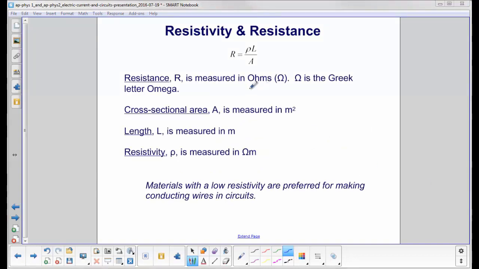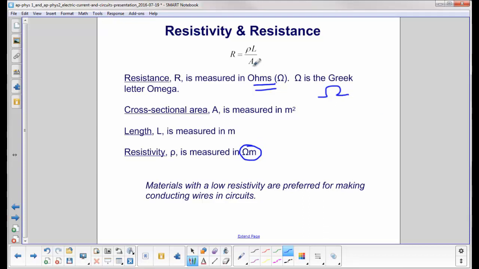Resistance is measured in ohms, named after a German physicist. Ohm is the Greek letter omega, like this. Kind of write it like that. Cross-sectional area, A, is measured in meters squared, like all areas. Length, L, is measured in meters. Then resistivity, rho, is measured in ohm meters. There's no special unit for it. It's just ohms times meters.